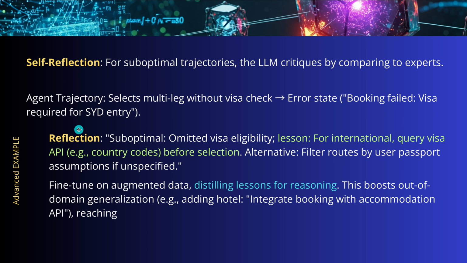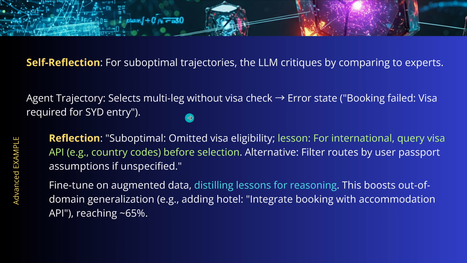This reflection takes place and says, okay, this was suboptimal, because the AI omitted the visa eligibility. So we have a lesson learned by the AI: for international queries, query the visa API with your specific country codes before doing a flight selection. Alternative: filter the routes by the user's passport, assuming if unspecified. So you have a path A forward or a path B forward.